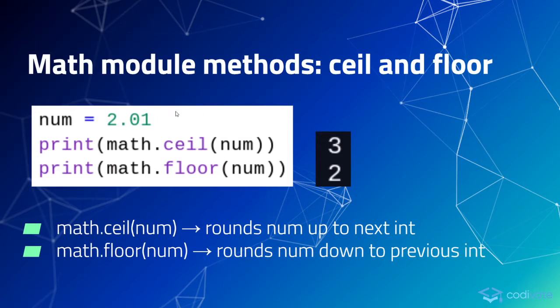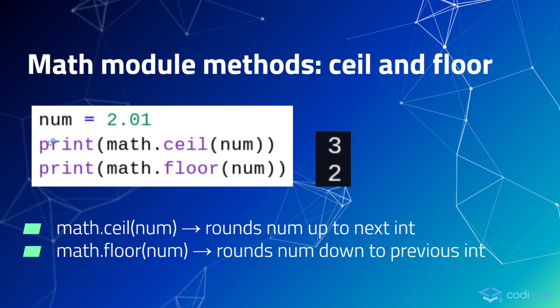So in each of these examples I'm going to show you, I'm just going to assume that math has been imported above this code. We don't want to write import math every single time when we show the demonstrations. Just assume that there's an import math above here that allows us to use these methods. So this first line here doesn't really have anything to do with the math module. We're just creating a variable called num and assigning it the value of 2.01. This is a float.